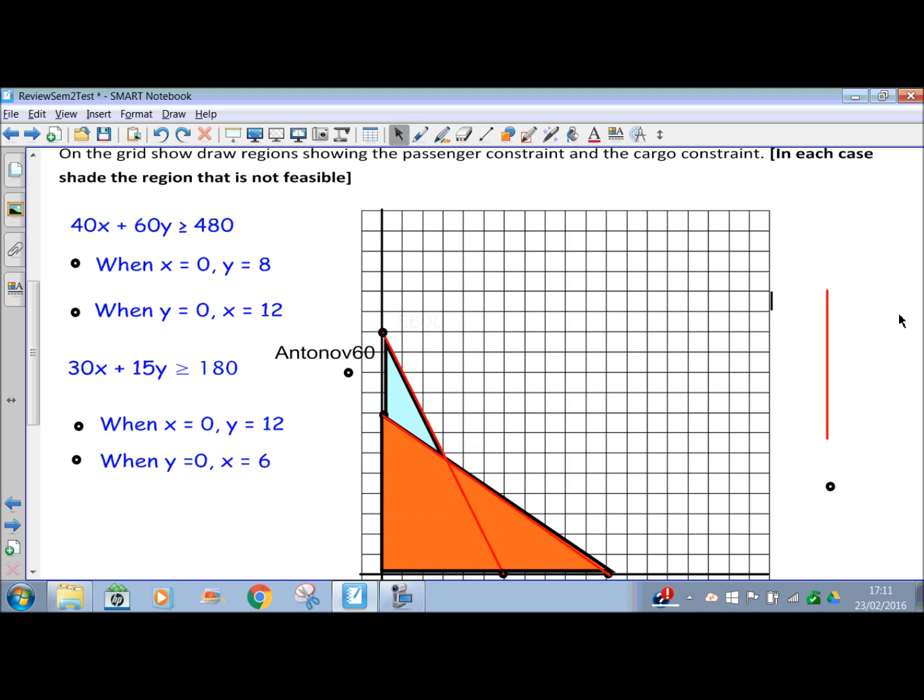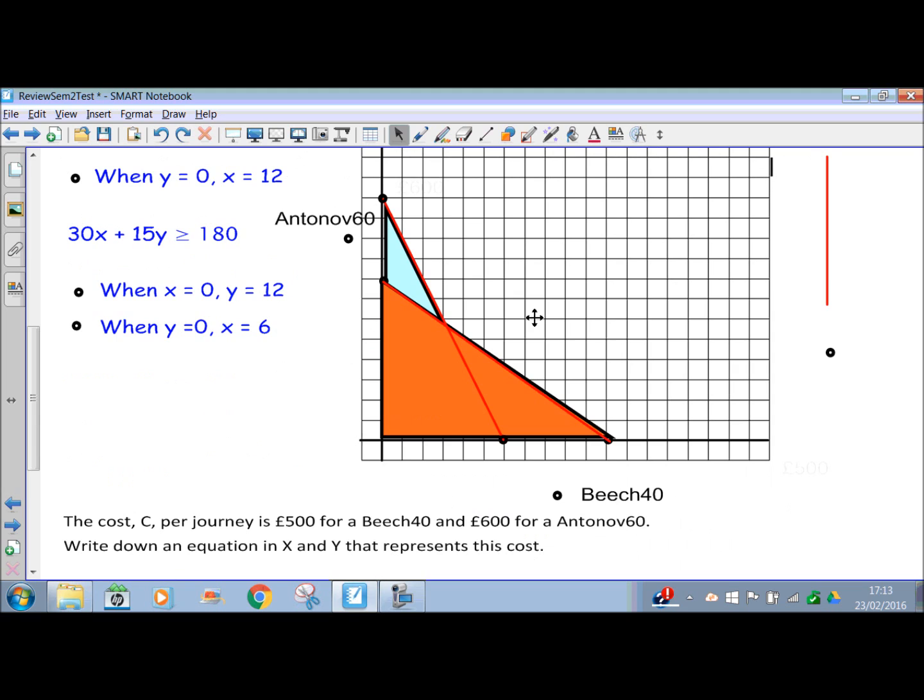And so we now have the required region, which is the unshaded area of the graph. So anywhere in this part of the graph here. This means that any point in this region will represent a feasible combination of Antonov 60s and Beech 40s.